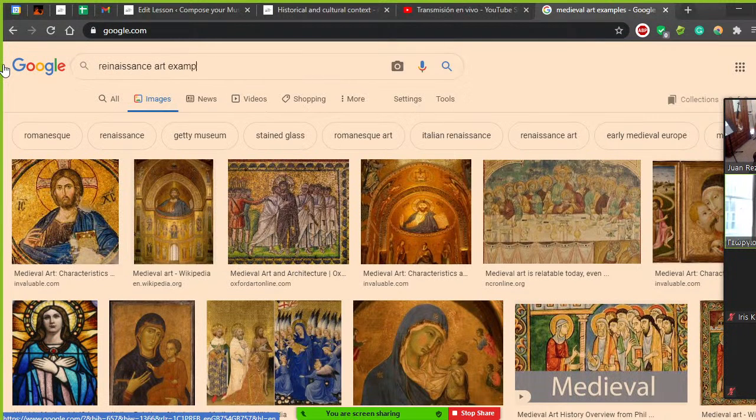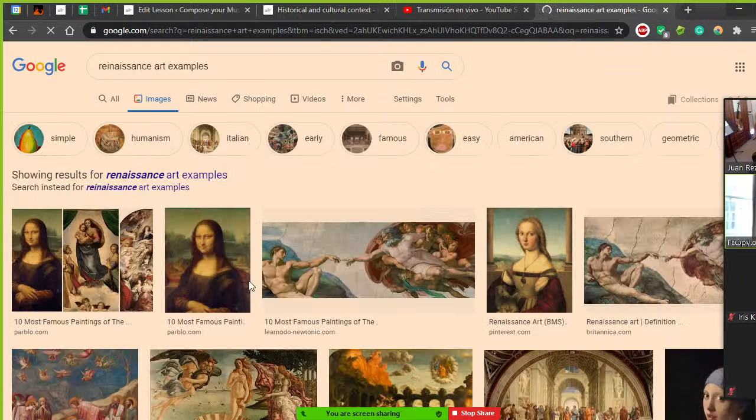Now, Renaissance art examples, also very clear. They say Renaissance, no high Renaissance, just Renaissance. That's why this is especially very, very brief. We're going to quickly see that this changes quite dramatically.